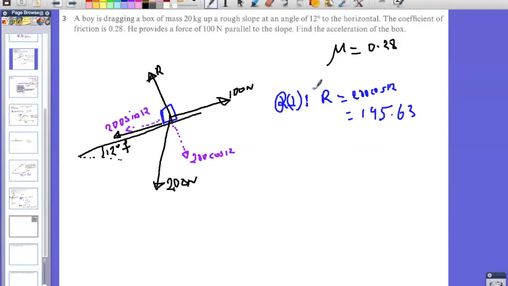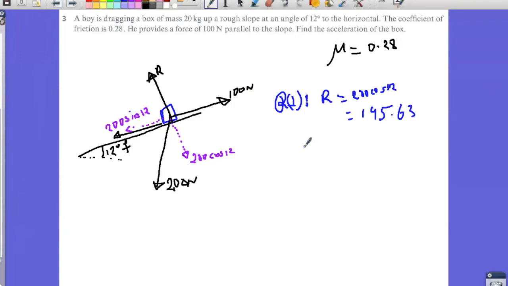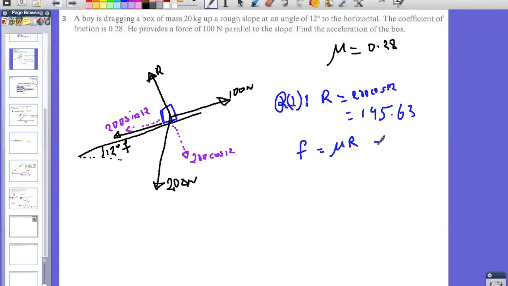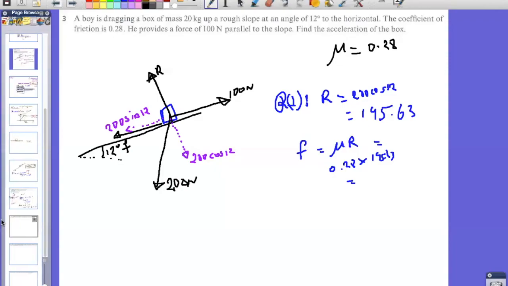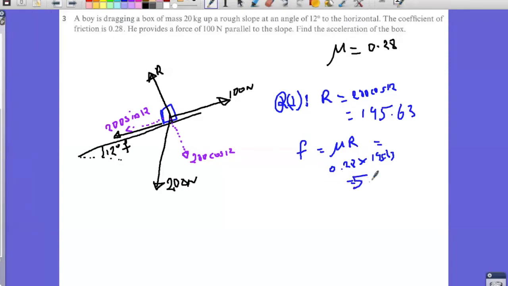And then we can now find our frictional force. F is equal to mu R. That is 0.28 times 195.63, which is 54.78.